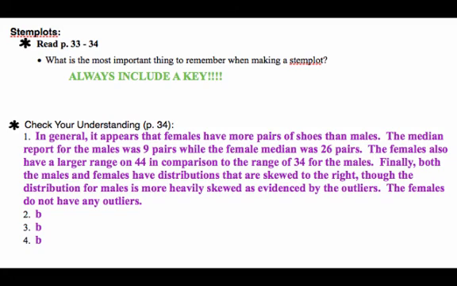Finally, both males and females have distributions that are skewed to the right, though the distribution for males is more heavily skewed, as evidenced by the 3 likely outliers, 22, 35, and 38. The females do not have any likely outliers.